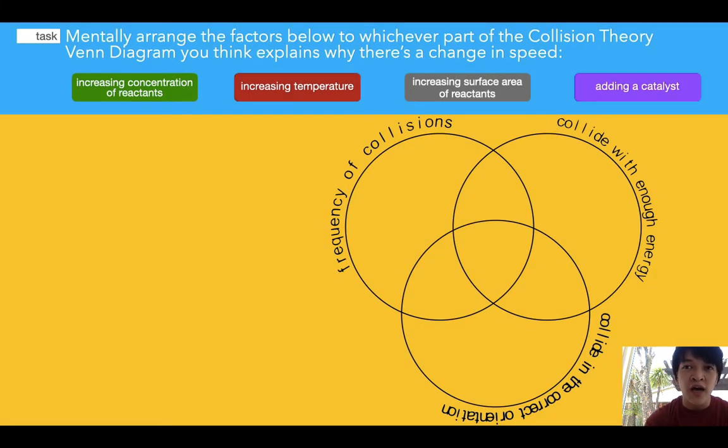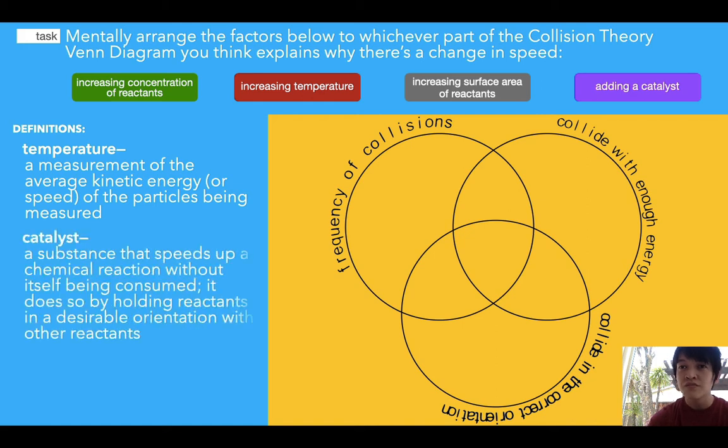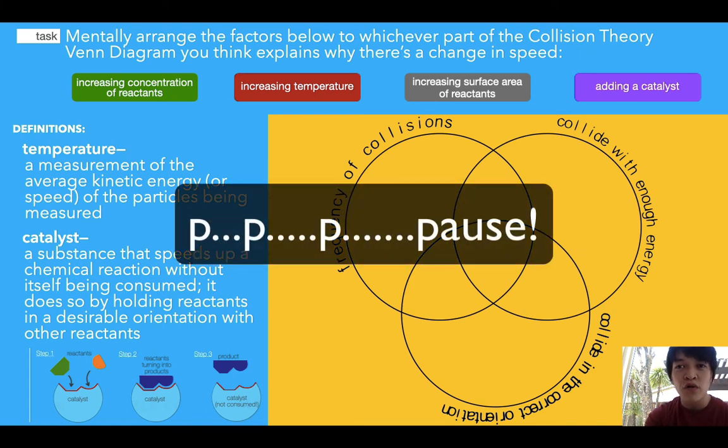But before you do that, I want to give you two definitions that will help you out. The first is temperature. Formally defined, temperature is a measurement of the average kinetic energy, or speed, of the particles being measured. Also, a catalyst is a substance that speeds up a chemical reaction without itself being consumed. It does so by holding reactants in a desirable orientation with other reactants. You can see the simple illustration of this right here. Make sure you take a look at this. Okay, so let's pause the video, and when you've arranged the four factors yourself, you can finish off this video by checking your understanding.